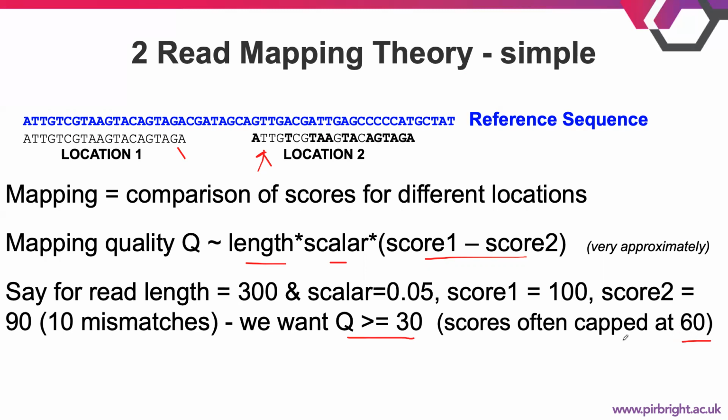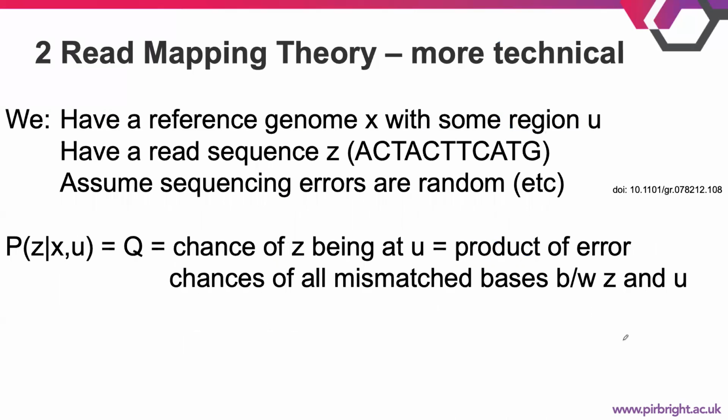In more detailed terms, this is from the Lee et al. paper. We have some reference genome X that contains a region U. So there'll be many U's in here. We're just looking at one of them. And we have some read sequence that contains DNA letters. We're essentially comparing Z versus U. We may have sequencing errors, but we're assuming that they're random and not related to each other.